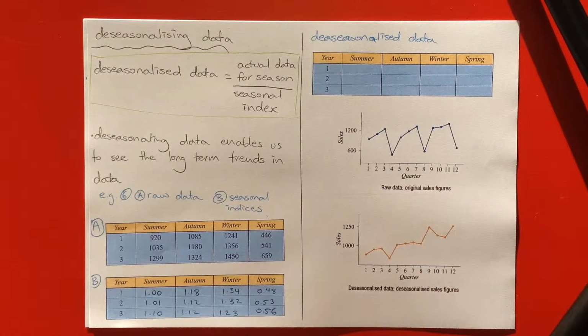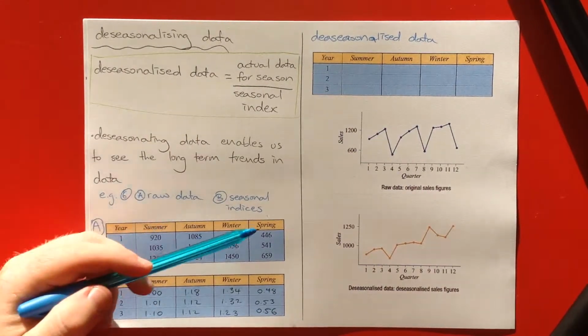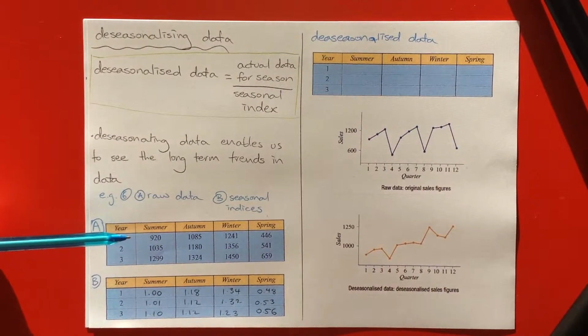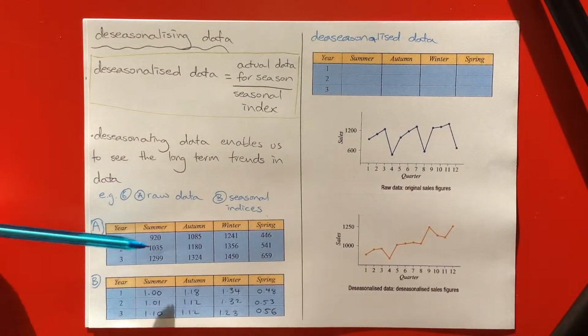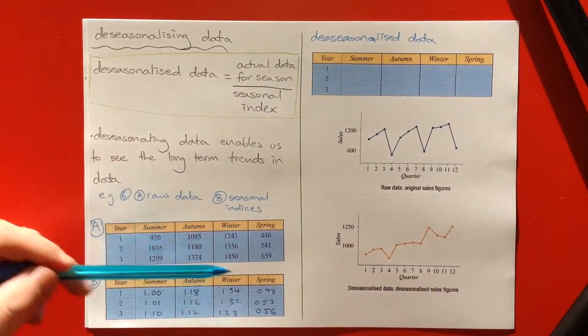We're going to look at deseasonalising data now, but let's do a quick recap of what we've done. We started with our raw data. So our raw data was this. Here's what we actually sold. This business sells ski gear, selling coats in the first, second and third year, and there are the 4 seasons that they measured their sales across.